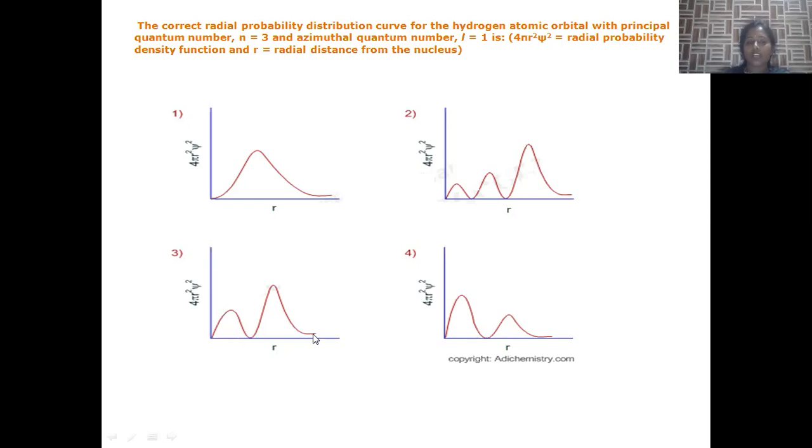Here, the options containing 2 peaks are two, but the suitable option will be option number 3 only, because the largest peak should be away from the nucleus. Option number 3 satisfies this statement.